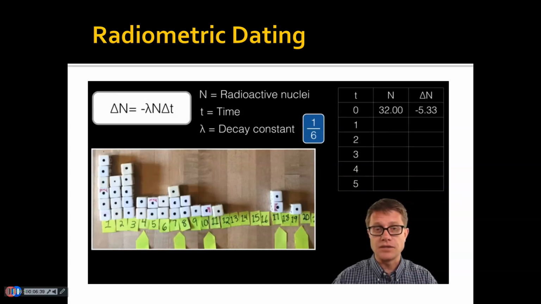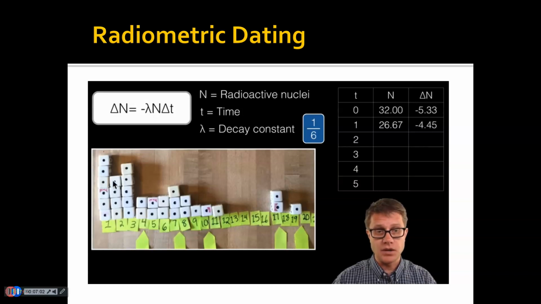Now how do you do the next one? Well, what we have to do is take that 32, these ones decayed, so we're going to take 32 minus 5.33, and that's my N value for the next generation. And so now I go back to this formula again. It's going to be T, which is 1, times my new N, which is 26.67, times my decay constant, which remains constant, and so what I'm going to get is negative 4.45.